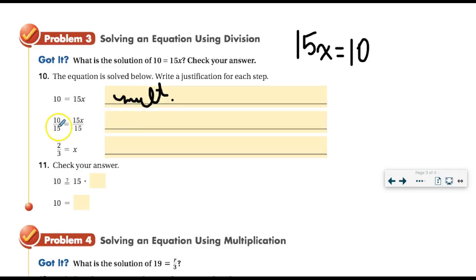Why not 10? Because 10 is not the number with the variable. I'm always going to do the inverse operation to whatever number is with the variable. In this case, 15. So I'm going to write the inverse of multiplication, which is division, obviously. I know that's tough to read, that's why I'm saying it. Dividing both sides by 15.